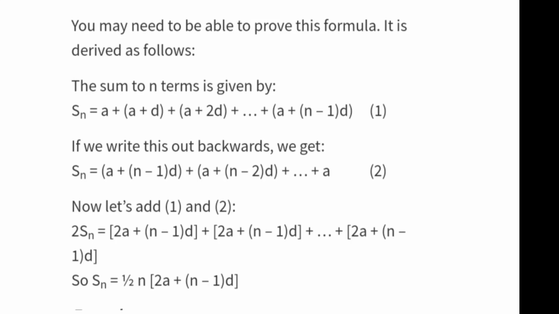If we write this out backwards, we get Sn equals a plus (n minus 1)d plus a plus (n minus 2)d plus dots plus a. Now let's add 1 and 2. 2Sn equals 2a plus (n minus 1)d plus 2a plus (n minus 1)d plus dots plus 2a plus (n minus 1)d. So the answer is like this.